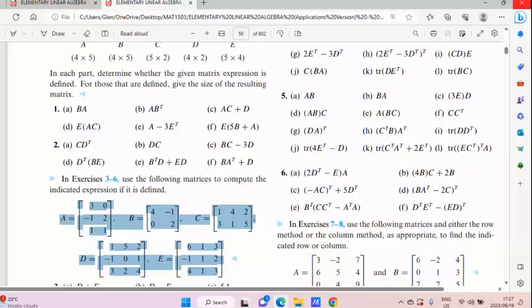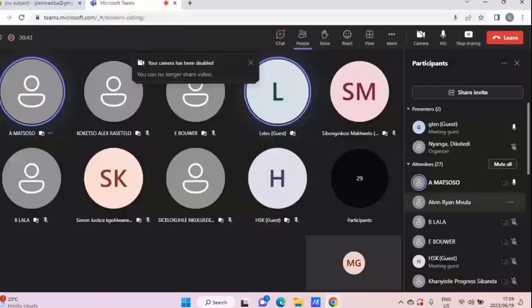Now, let's look at number 5I. The trace, open bracket, of D multiplied by the transpose of D, close bracket. So the trace of D multiplying D transpose. Yes. Okay. Alvin.